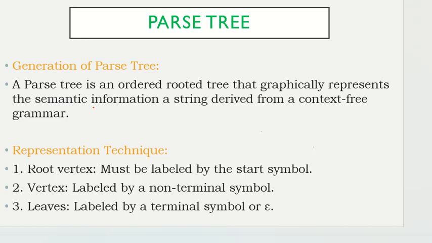Generation of a parse tree. A parse tree is an ordered, rooted tree that graphically represents the semantic information of a string derived from a context-free grammar. Representation technique: the root vertex must be labeled by the start symbol, vertices are labeled by non-terminal symbols, and leaves are labeled by a terminal symbol or epsilon.